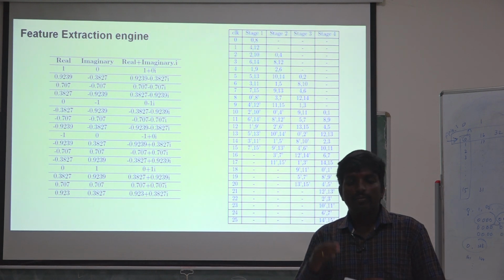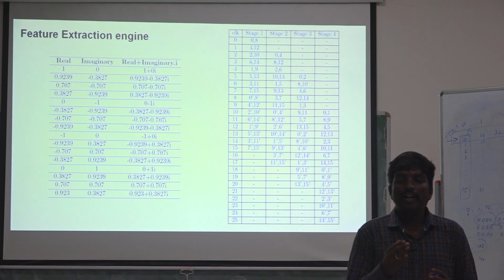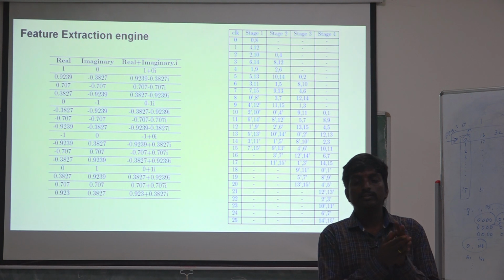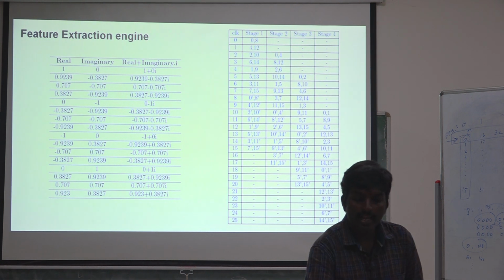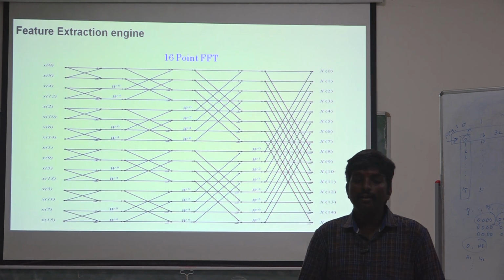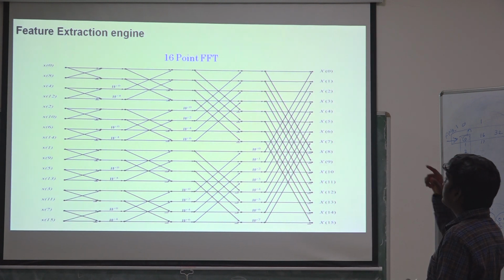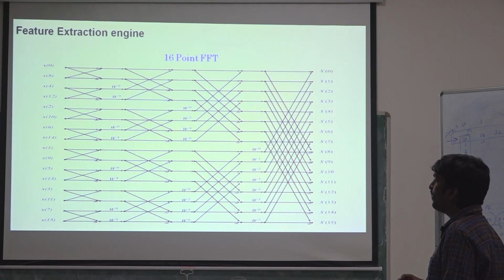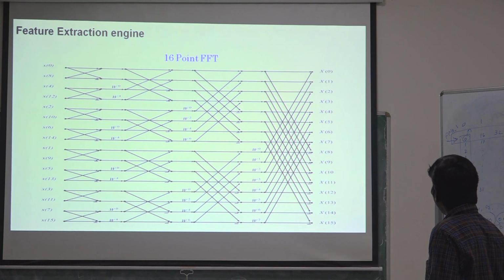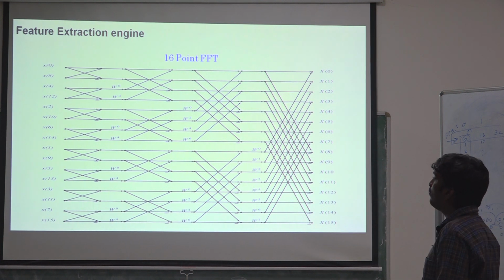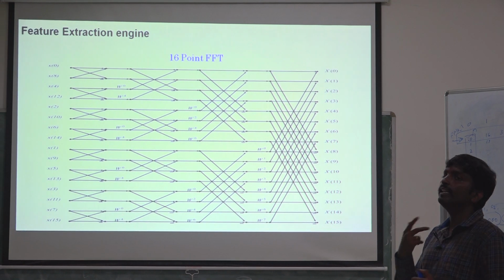So for the feature extraction, when we try to compute this stage 1, stage 2, stage 3 of the FFT, for the samples x of 0 and x of 8, we can read them in the first clock cycle. Then the samples x of 4 and x of 2, we can read in the second clock cycle.